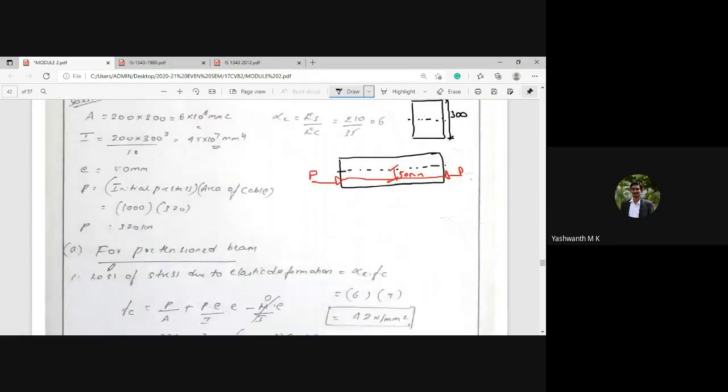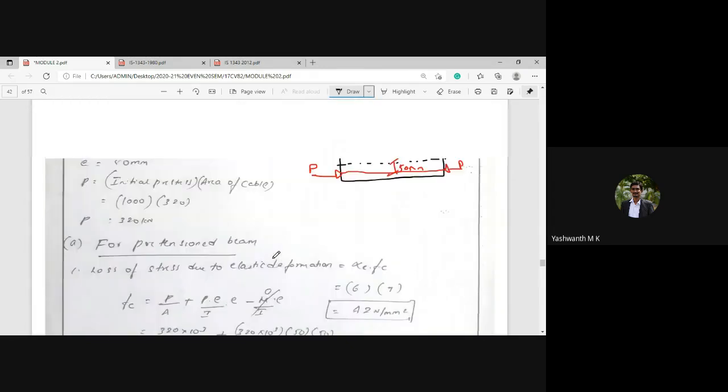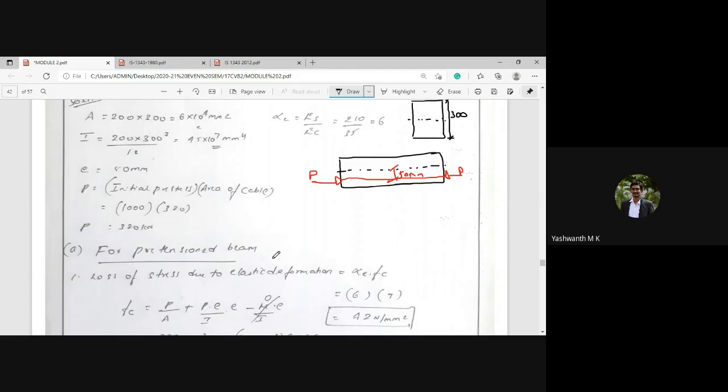First, write down pre-tension beam. Now for the pre-tension beam, what are the losses you will come across? The first loss is loss of pre-stress due to elastic deformation or elastic shortening. The second one is shrinkage loss. The third one is creep loss. And the fourth one is relaxation of stress in steel. These are the four losses you will come across in the case of pre-tension. You need to be very cautious while using these formulas.